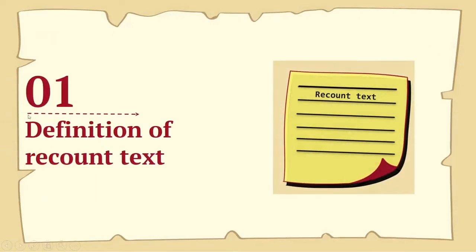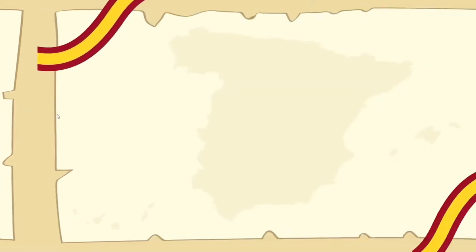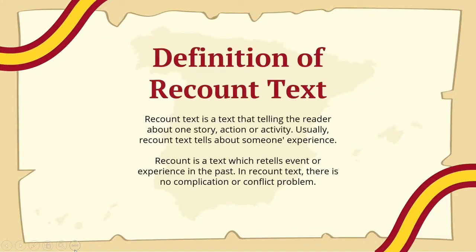First things first, I'm going to tell you about the definition of recount text. Recount text is a text that tells the reader about one story, action, or activity. Usually, recount text tells about someone's experience. Recount is a text which retells events or experiences in the past. In recount text, there is no complication or conflict problem.